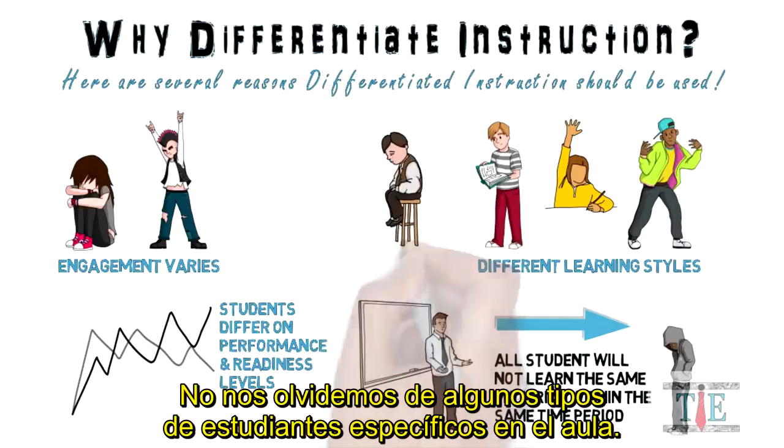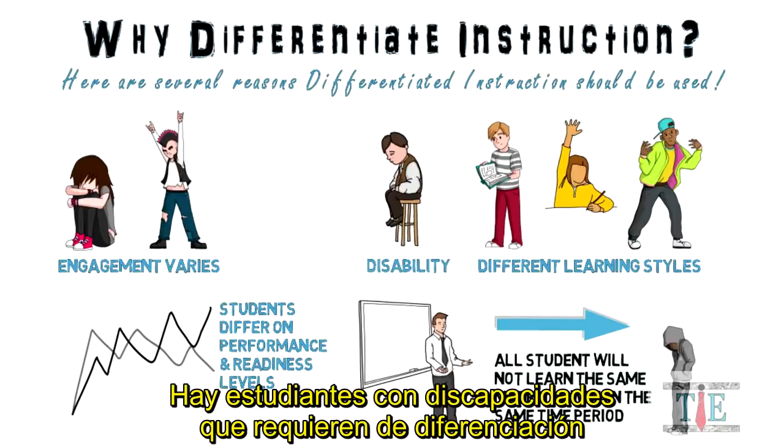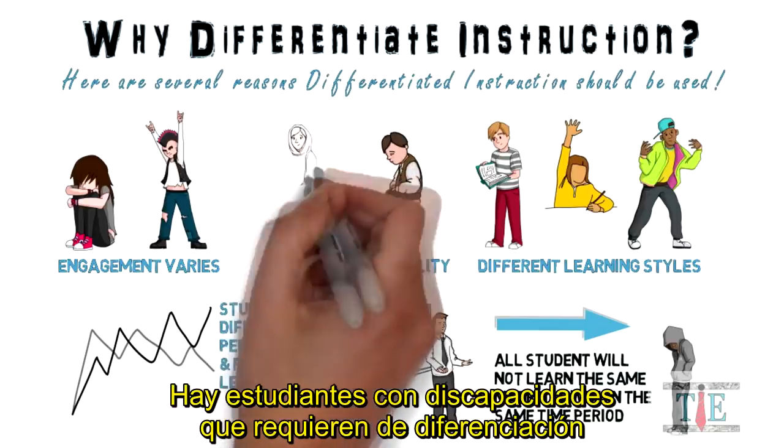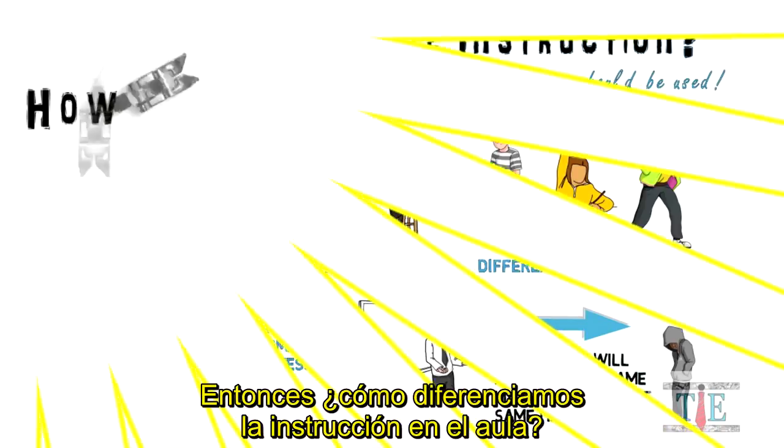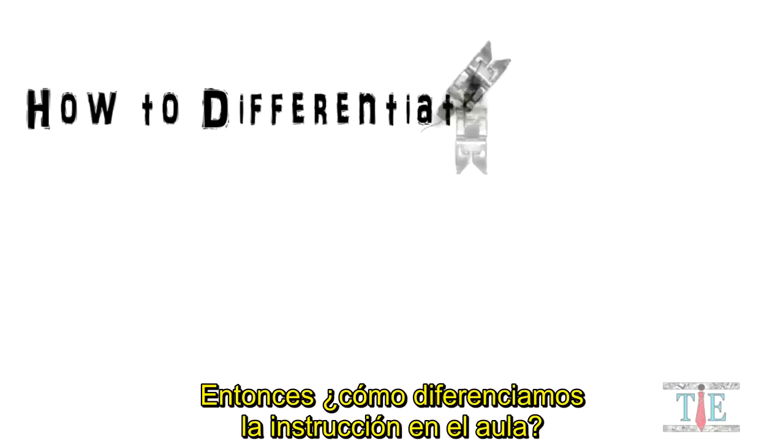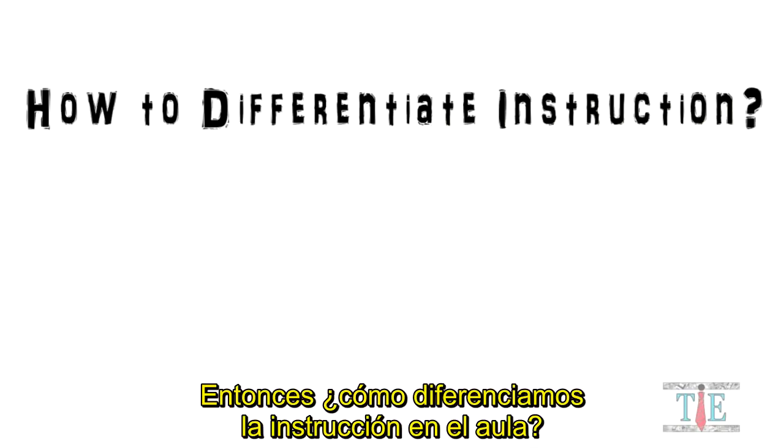And let's not forget some of the specific types of students in the classroom. There are students with disabilities that require differentiation through modification and accommodations. Also, English language learners. So, how do you actually differentiate instruction in the classroom?